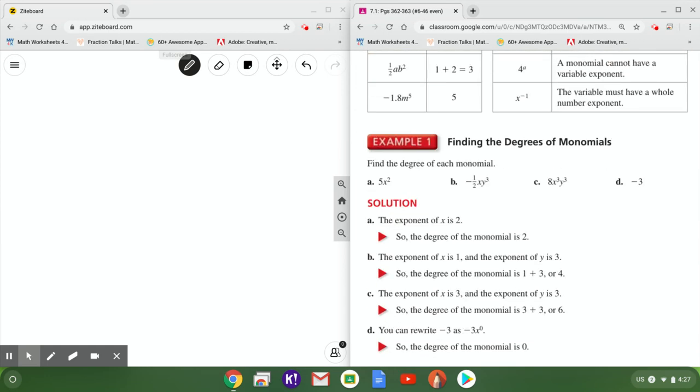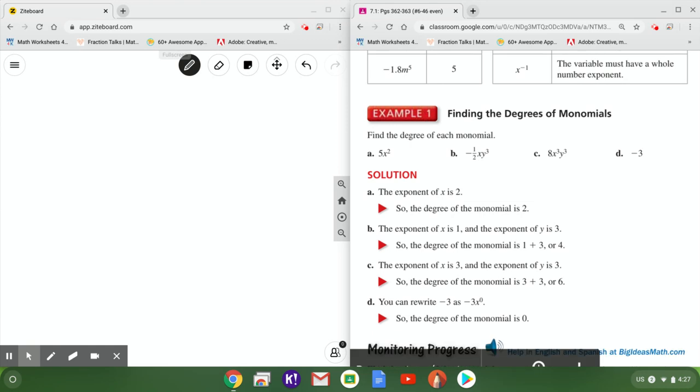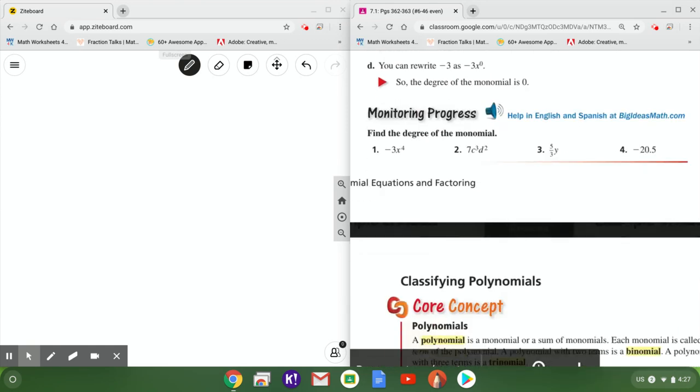So for example, here, that's a degree of 2. That has a degree of 3. The x has 1. You add them together. If there's more than one, you add them together. That has a 3. That has a 3. This is a degree of 6. This has a degree of 0. So look at these examples over here.